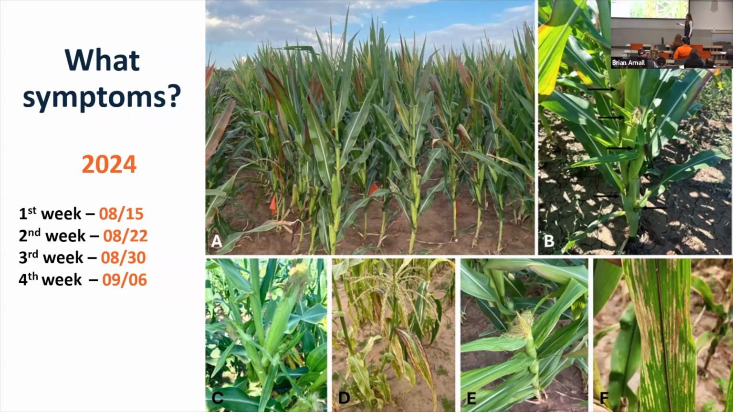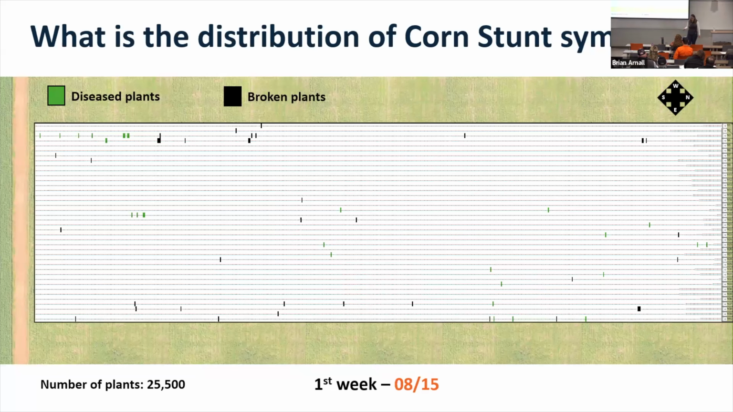senescence. So here we confirm corn stunt on August 12, and then on August 15 was the first time that they started doing this study, then August 22, and also September 6th. So here's the result for the first week. In green here, we have the diseased plants, the plants that are showing symptoms of corn stunt, and in black, we have broken plants, just plants that we lose in the field due to other factors. As you may see here, in the first week, we already have the presence of some plants, especially here in the border, in the middle, that are showing symptoms of corn stunt, and also in the border here.